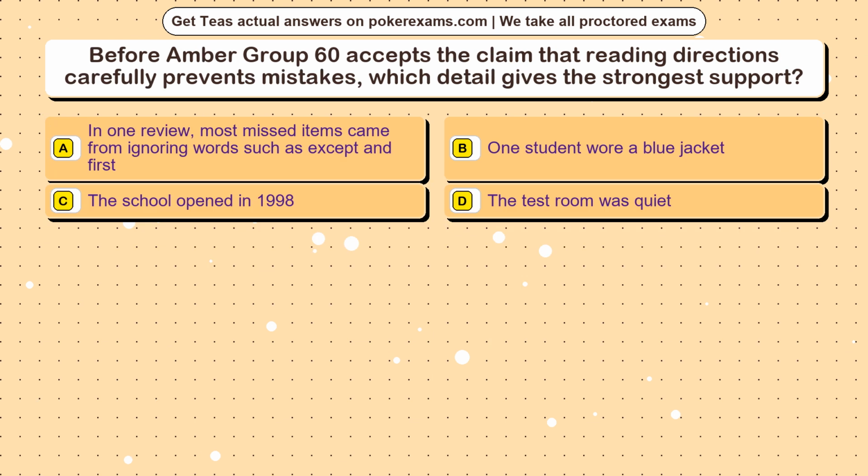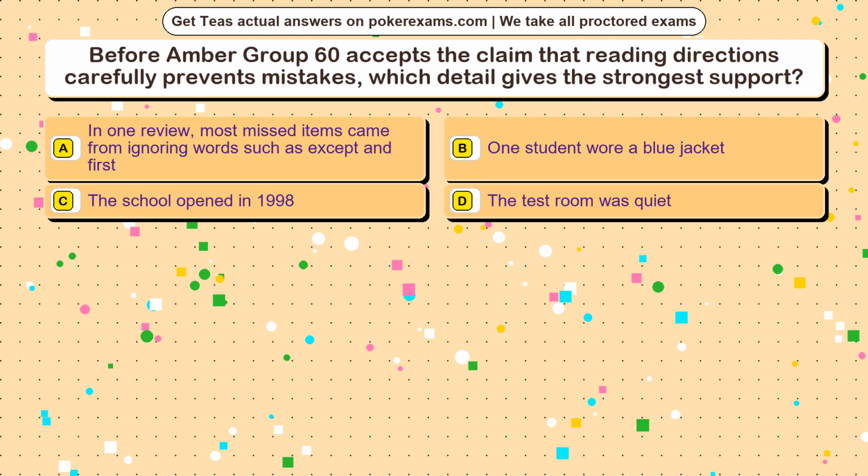Question 5. Before Amber Group 60 accepts the claim that reading directions carefully prevents mistakes, which detail gives the strongest support? Option A. In one review, most missed items came from ignoring words such as except and first. Option B. One student wore a blue jacket. Option C. The school opened in 1998. Option D. The test room was quiet.